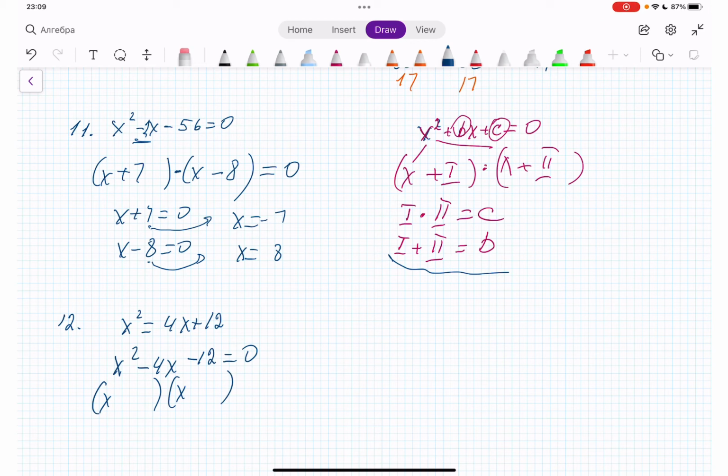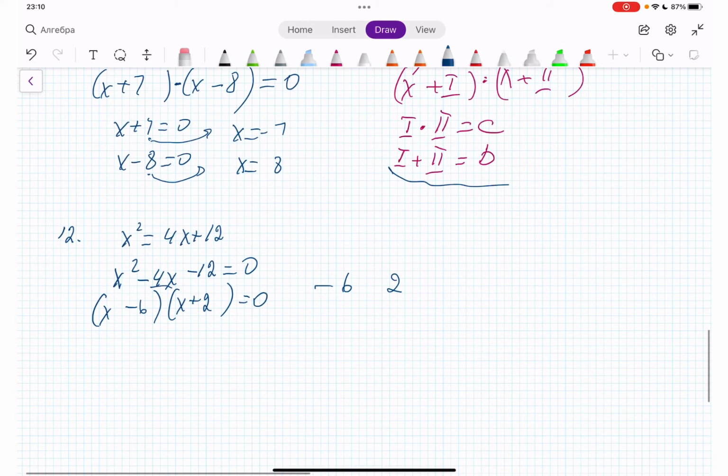So multiplication of two numbers is going to give us negative 12. In addition, it's going to give us negative 4. So I would say negative 6 and positive 2. Negative 6 times 2 is going to be negative 12. And negative 6 plus 2 is going to be negative 4. And that's exactly what we have. So it's going to be negative 6 and positive 2.